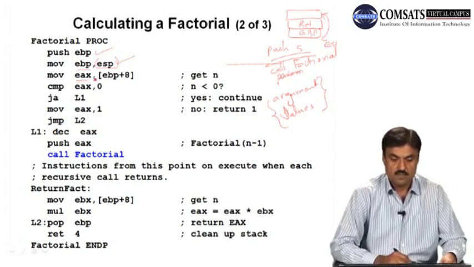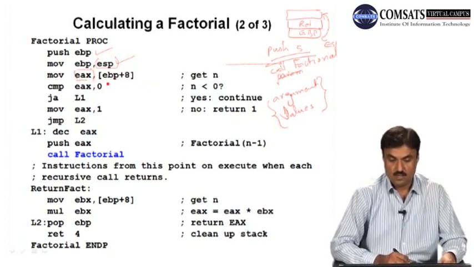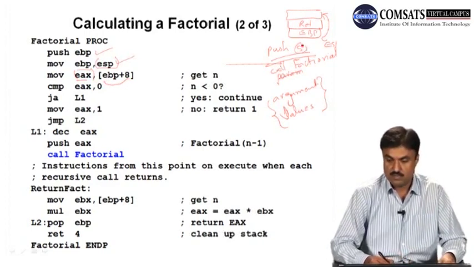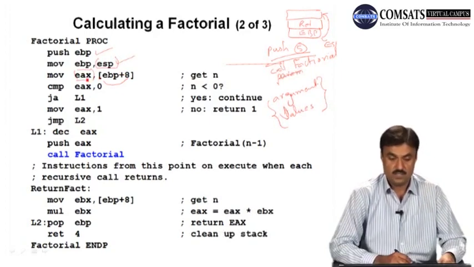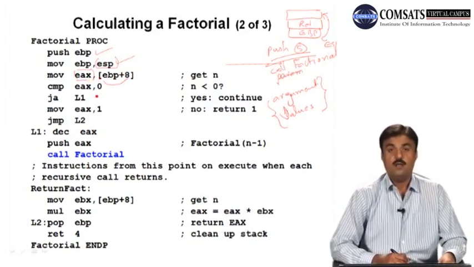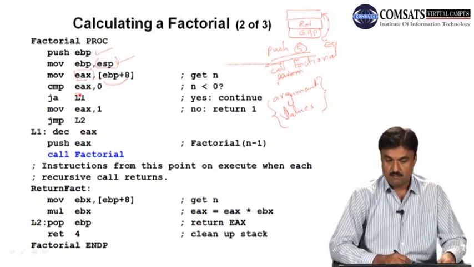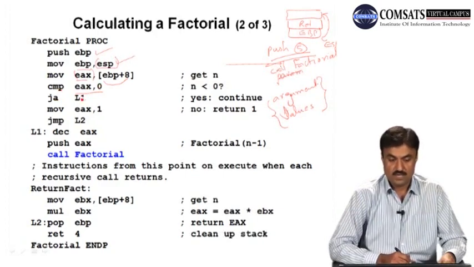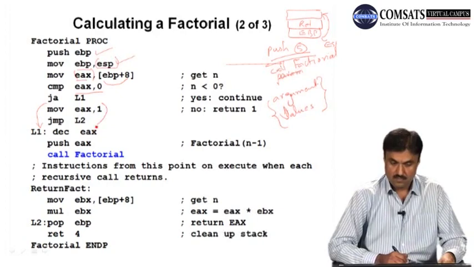So EAX is the register which will calculate the factorial. The result will be inside the EAX. So the initial value, whatever value you are going to push, for example 5, will be assigned into the EAX. And then next, we compare this with the EAX. If EAX is above 0, then we jump to L1. Otherwise, EAX will be assigned value 1.